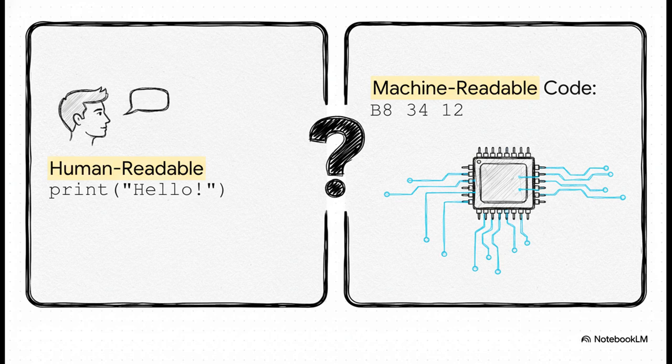And this right here shows you the huge gap perfectly. On the left, you've got a simple command we can all read. Print hello. Easy enough. But on the right, that's what the machine actually sees. B83412. So the big question is, how on earth do we bridge that gap?